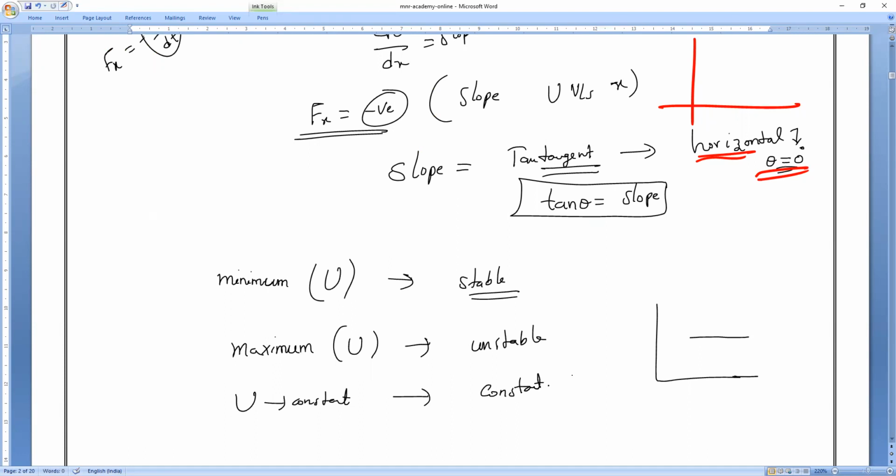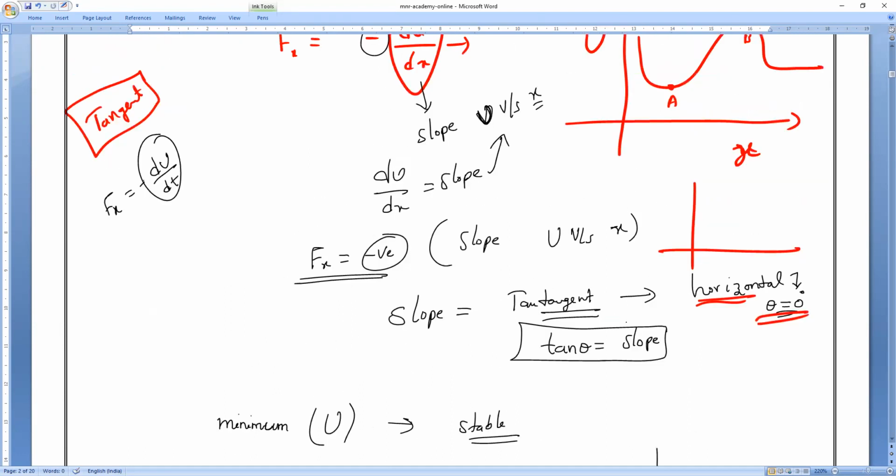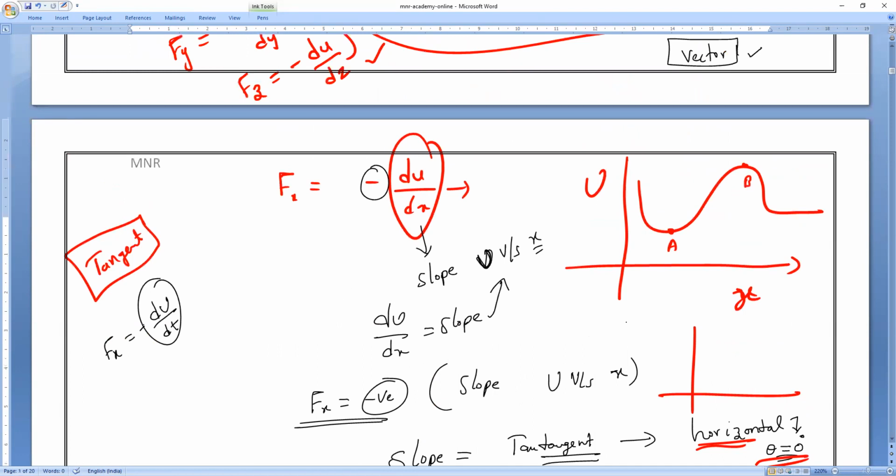Now, in the given graph, can you tell me the slope? In 3 places it will be zero, and you can notice point A. Here the tangent is horizontal. So horizontal means dU by dx is equal to what? Zero. Here also dU by dx is zero, horizontal. And here also it is parallel to the x-axis, so dU by dx is 0 only. Understanding?